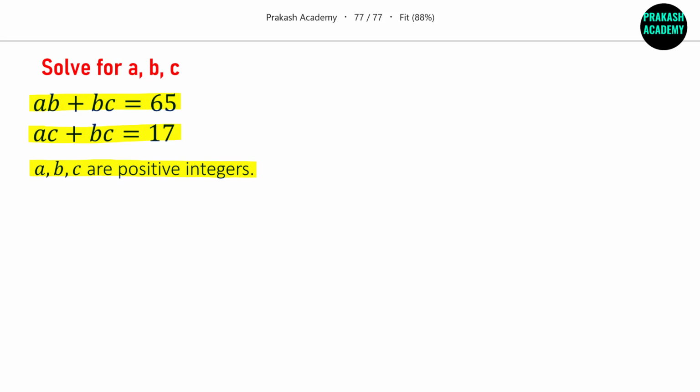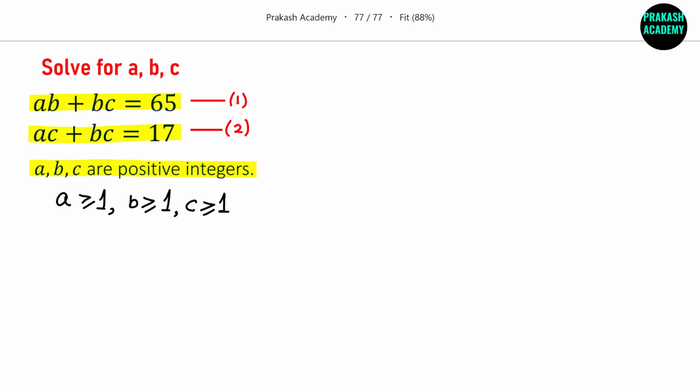So how will you solve this problem? You have three unknowns but only two equations. Let us call this equation 1 and this equation 2. So we will use the extra condition that is given, that A, B, C are positive integers. This will help us to reduce the number of solutions or find exact solutions. This means A is greater than or equal to 1, B is greater than or equal to 1, and C is also greater than or equal to 1.